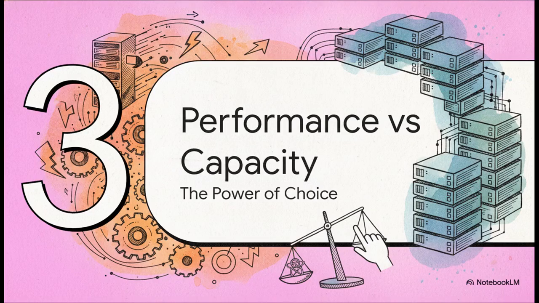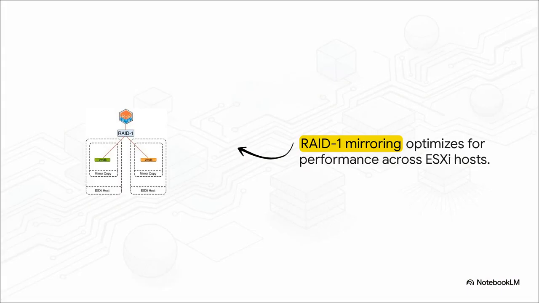Moving right along to Section 3, balancing performance and capacity, the power of choice. So we can actually dictate exact architectural trade-offs using what's called a failure tolerance method. Let's say raw performance is your absolute #1 priority. You just set your policy to RAID 1. This mirrors your storage objects across your ESXi hosts. It's incredibly fast, for sure, but the trade-off here is that it eats up 200% of the virtual disk capacity just to survive a single failure.